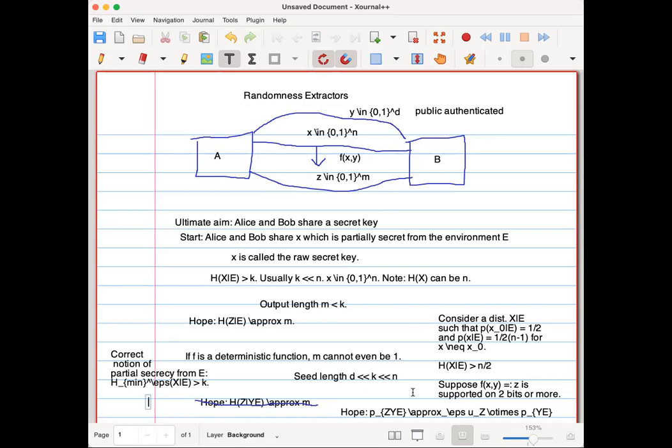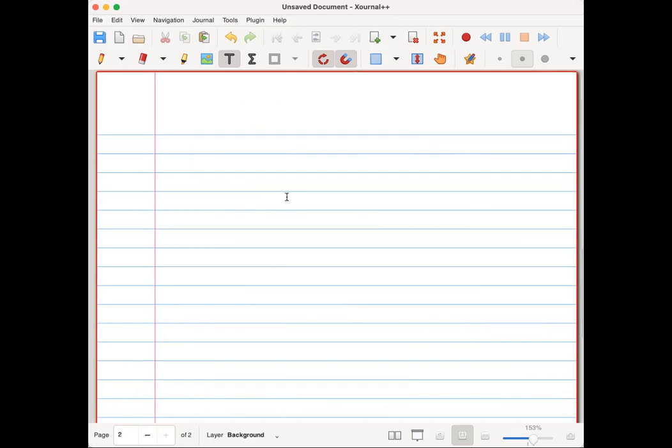Okay. So the final requirement is that partial secrecy from the environment is formalized by H min epsilon of X given E being larger than K. And finally, I hope to get a joint distribution on Z, Y, and E, which is epsilon close in L1 to the uniform on Z times something on Y. So these are the final definitions, the final requirements that we will work with. Any questions? Okay, so let's proceed.